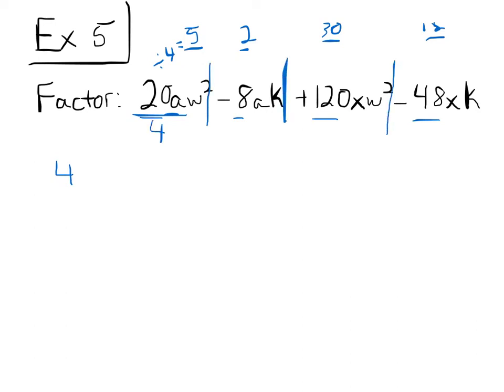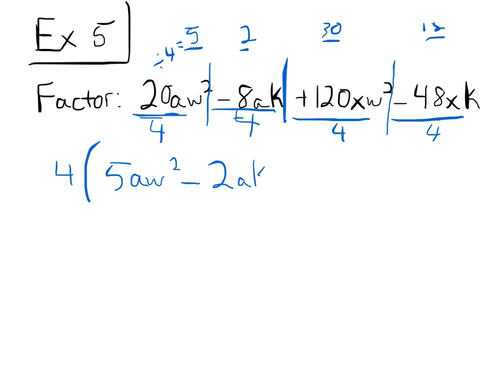Before I do any grouping, I have to factor out this 4 out of each one of these. So then I will have 4 times, 20 divided by 4 is 5AW squared minus 2AK plus 30XW squared, and then minus 12XK. So again, all I did is I found a GCF and I factored out that 4 right away.